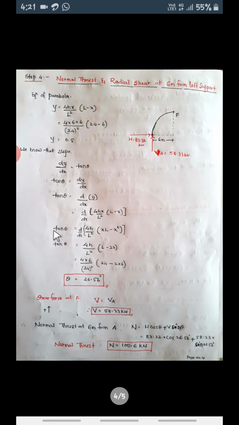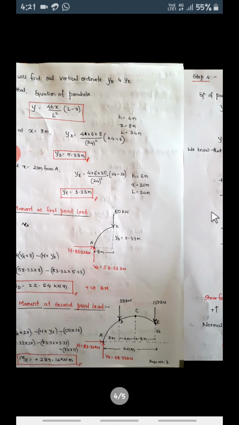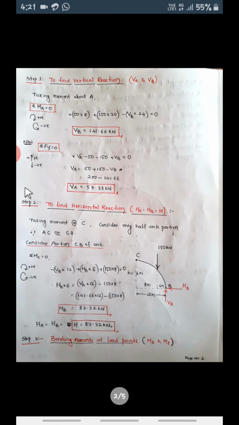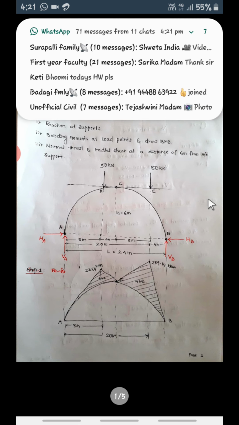This is the third quantity, and in the second quantity they have asked to draw the bending moment diagram. Now let us draw the bending moment diagram. Come to the first diagram where you started the problem. Here this is the given arch. As it is, you have to draw the arch first: A, C and B.